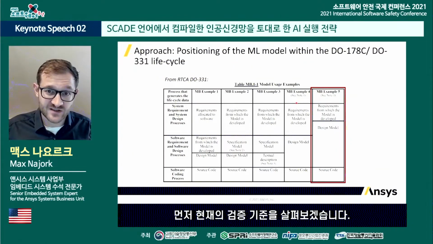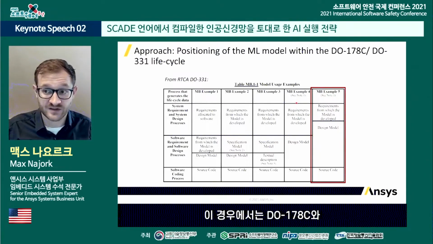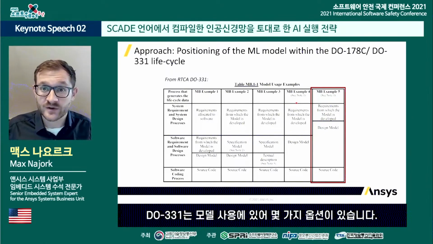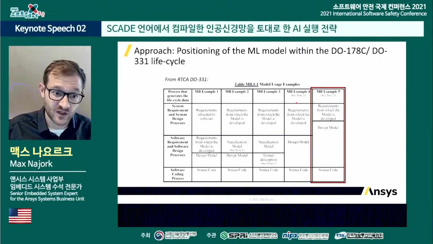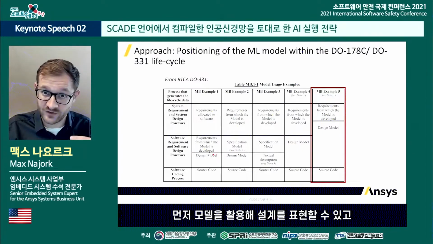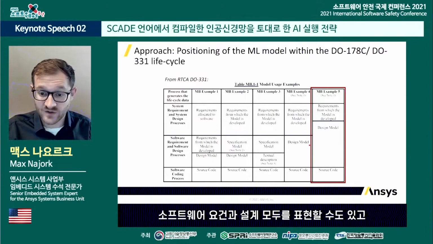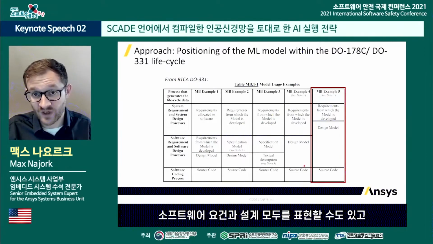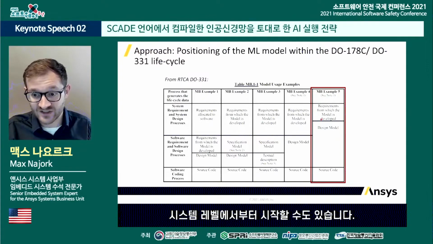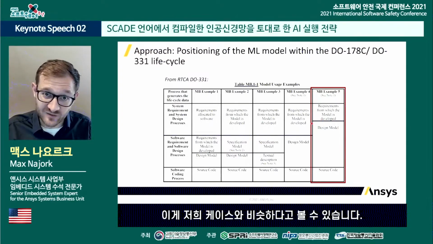Firstly, let's look at today's certification basis, certification standards, in our case DO178C and the model-based supplement DO331. In DO331, we have several options of how we can use models. For example, we can use a model simply in order to represent our software design. We can use a model to represent both the software requirements and the software design, but we can also use models starting actually from the system level.